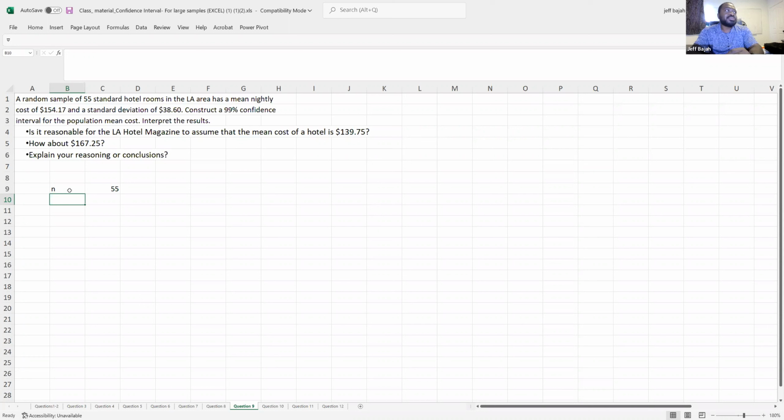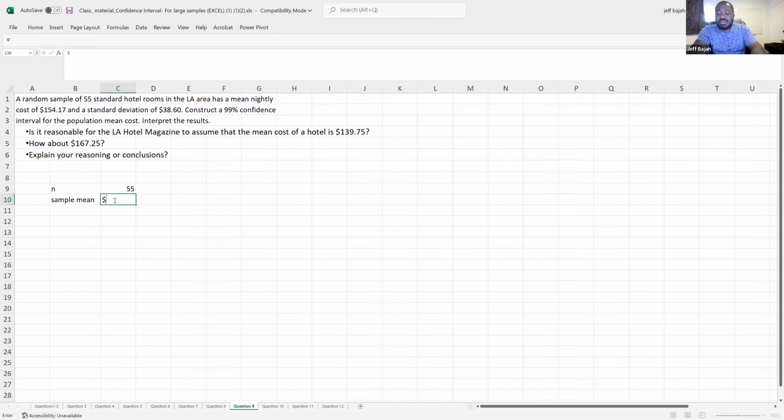And we're told that the sample mean here is $154.17. A standard deviation here is given as $38.60. And we're asked to construct a confidence interval of 99%, which means that our alpha, which we will need, is going to be 1%, right? So we have everything that we need to solve this question.